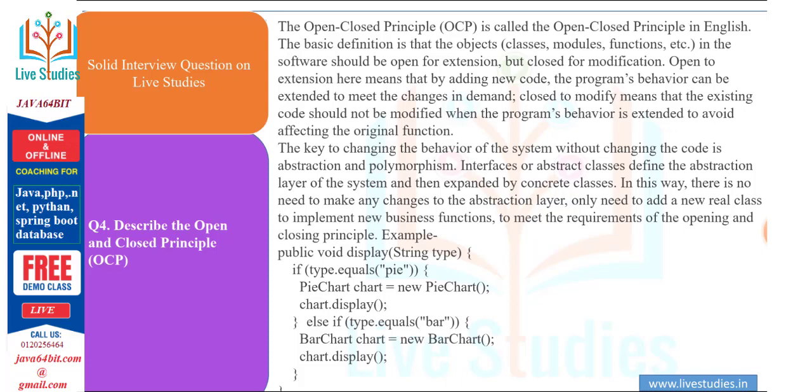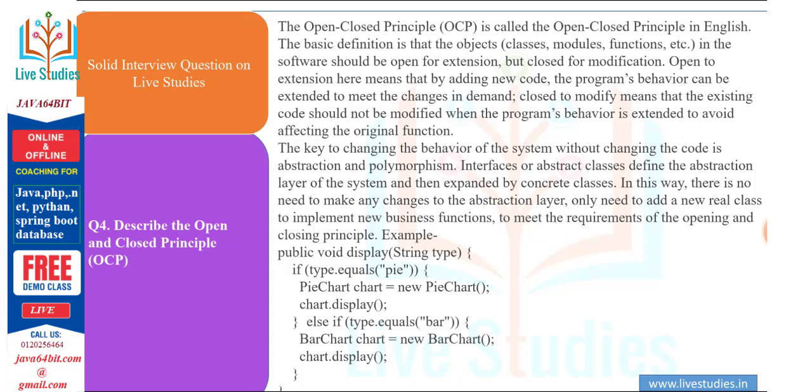Open to extend here means that by adding new code, the program behavior can be extended to meet a change in demand. Closed to modify means that existing code should not be modified when the program behavior is extended, to avoid affecting the original function. The key to changing the behavior of the system without changing the code is abstraction and polymorphism. Interfaces and abstract classes define the abstraction layer of the system and are expanded by concrete classes. In this way, there is no need to make any changes to the abstraction layer, only to add new concrete classes to implement new business functions to meet the requirement of the open close principle, right?